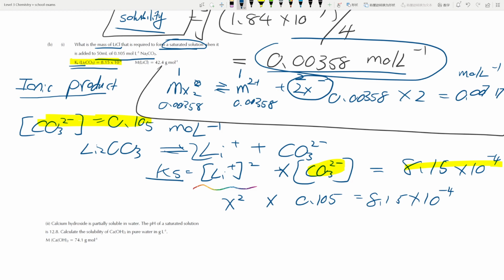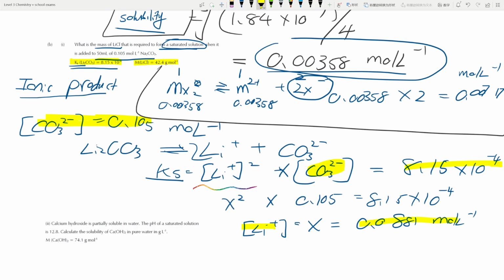Okay, so once we solve this, x equals 0.0881 mole per liter, and that's the concentration of Li+. So Li+ concentration equals x, which is 0.0881 mole per liter. All right, so we know the concentration of Li+. We know the molar mass of LiCl. Anything else we know? We know the volume here. Do we need the volume? Not really.